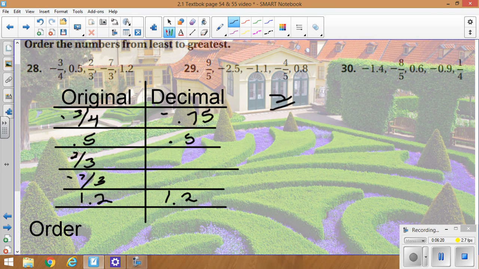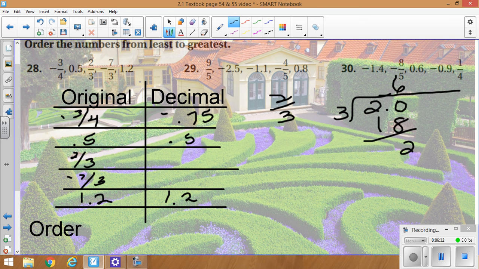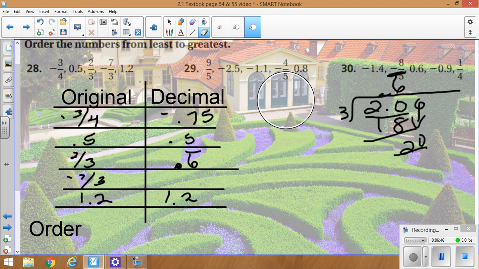Okay, 2/3 I'll be converting to a decimal. So 2 is being divided by 3. 3 can't go into 2, so I add a decimal and a 0. 3 goes into 20 6 times. 6 times 3 is 18. 2 left over. If I add a 0 and bring down, I'll get 20 again. So the 6 is going to keep repeating. So I get 0.6 repeating. Alright, I'll be deleting the work now.